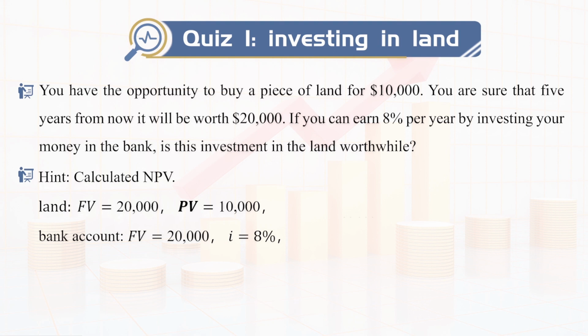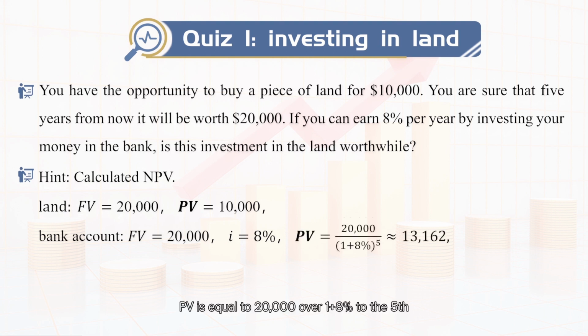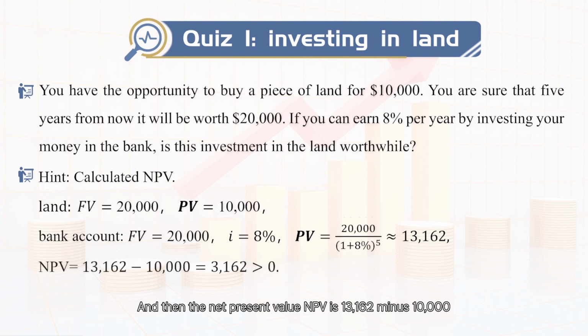By the formula, PV is equal to 20,000 over (1 plus 8%) to the fifth, which is about $13,162. And then the net present value NPV is 13,162 minus 10,000, which is 3,162. The NPV is positive, so investment in the land is worthwhile. That's all about the NPV rule.